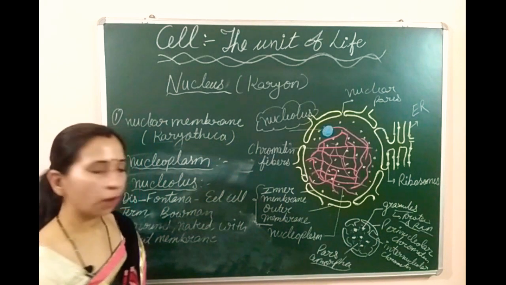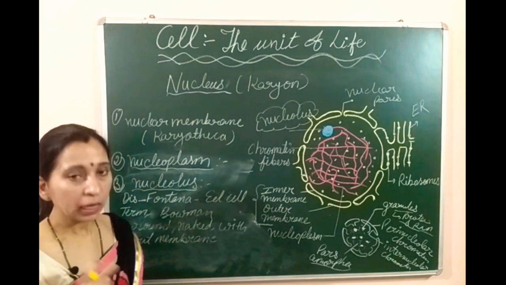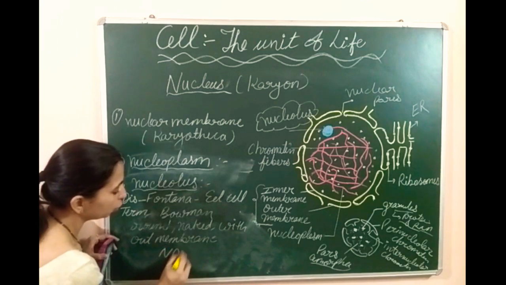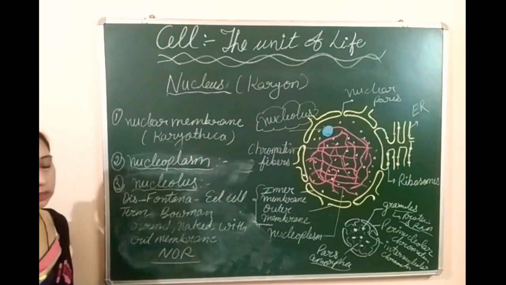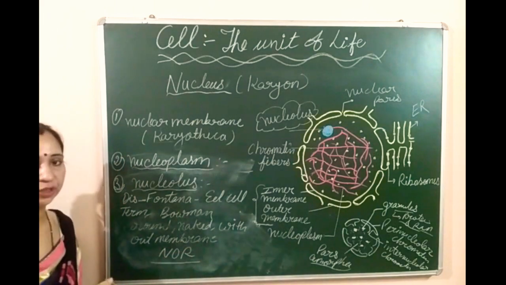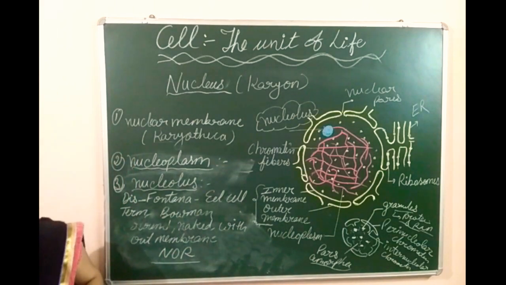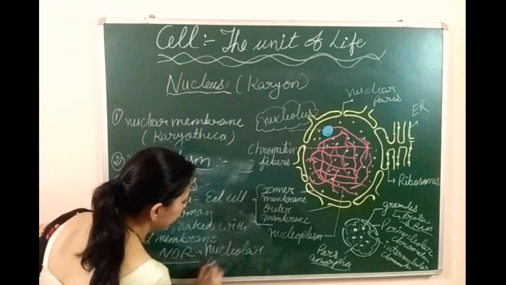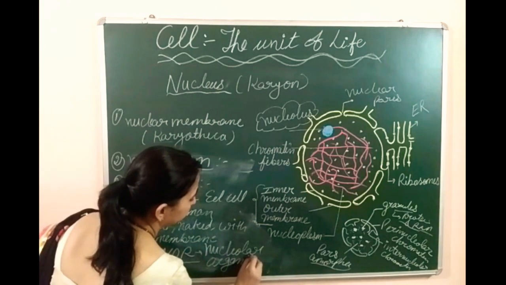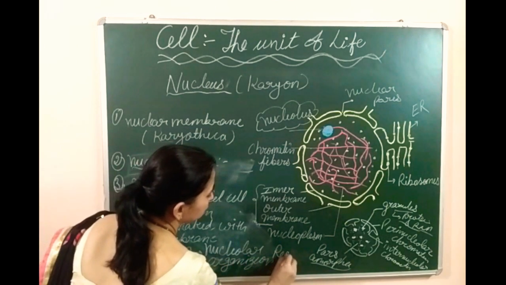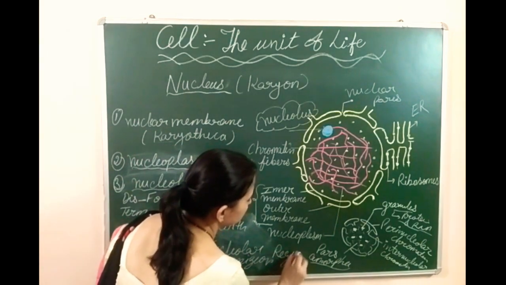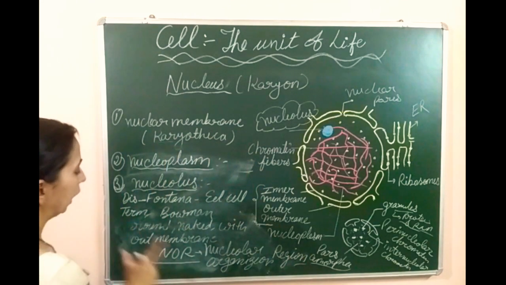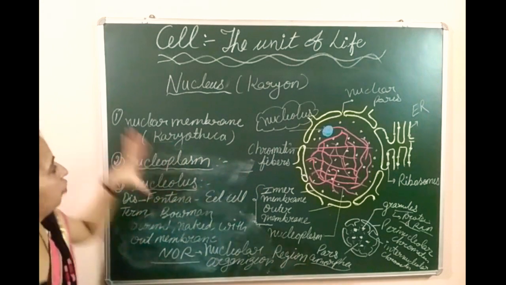The nucleolus is organized from a specific region on the chromatin, and the region by which it is associated with the chromatin is known as the nucleolar organizing region. This is the site by which the nucleolus remains associated with the chromatin. So this is about the nucleolus.